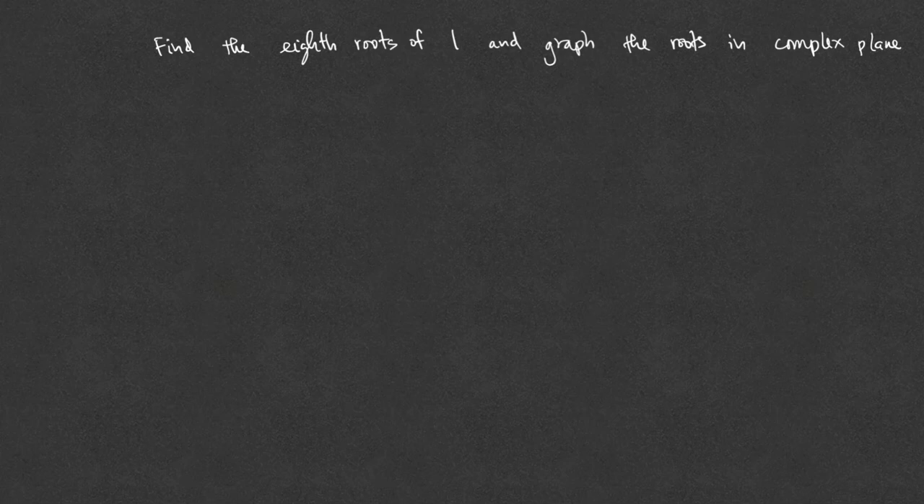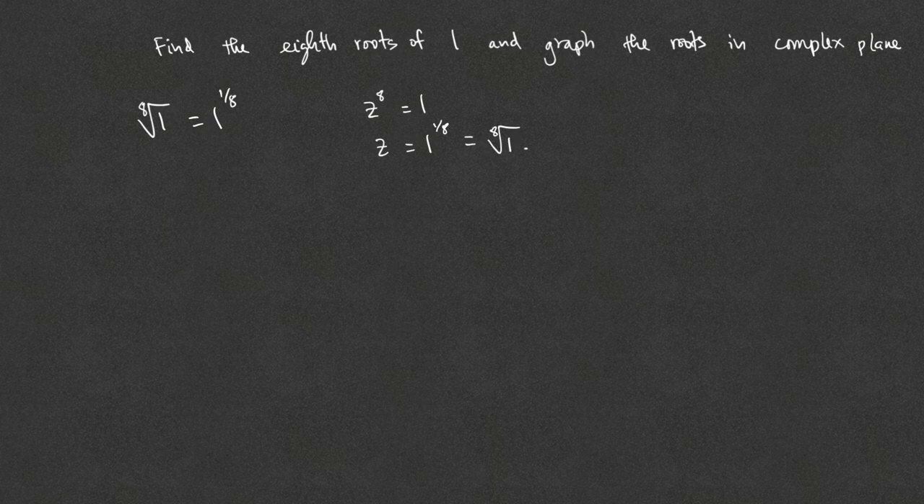Find the 8 roots of 1 and graph the roots in the complex plane. The 8th root of 1 is 1 to the 1 over 8 power. This is the same as the solution of z to the 8 equals 1, so that z equals 1 to the 1 over 8, or the 8th root of 1.